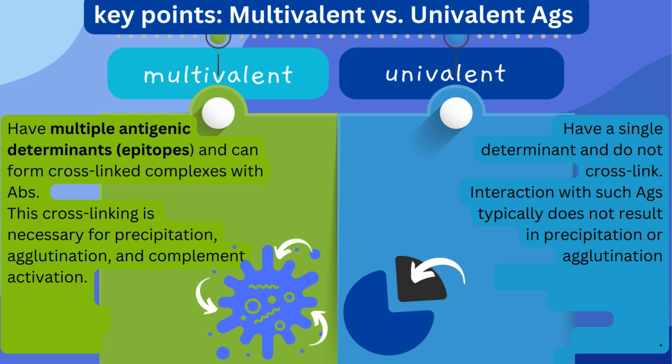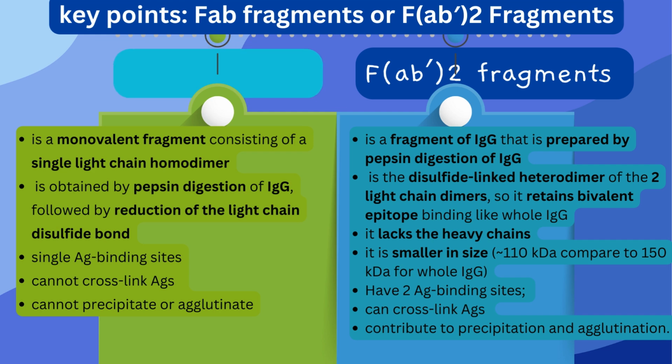making it capable of forming only one antigen antibody complex at a time. And then univalent antigens, in an immunological context, could be used to describe an antigen with a single reactive group, but this term is less frequently used than monovalent. So that's it for our multivalent and univalent antigens.